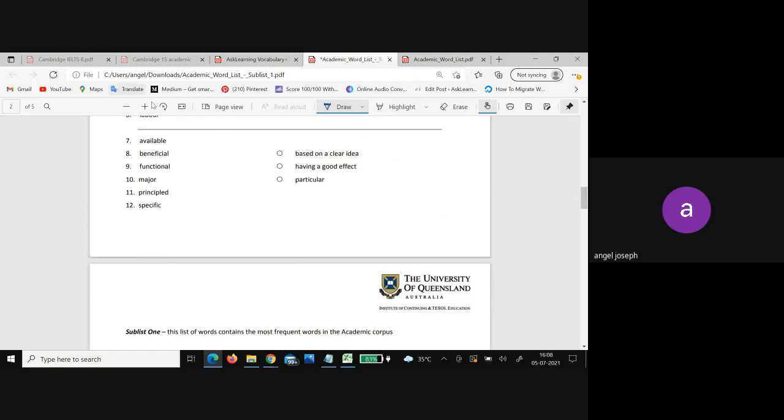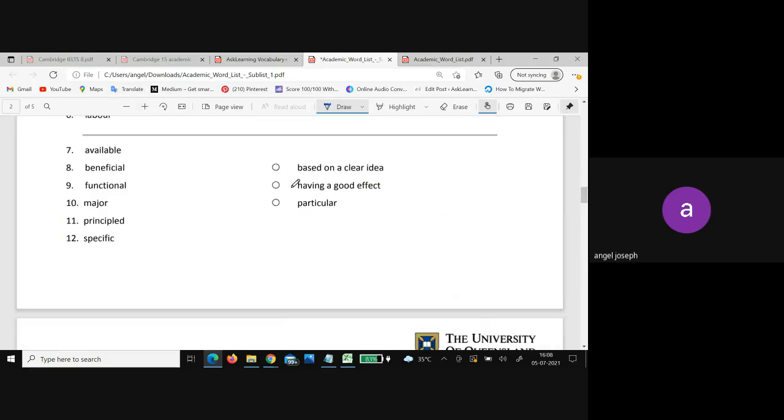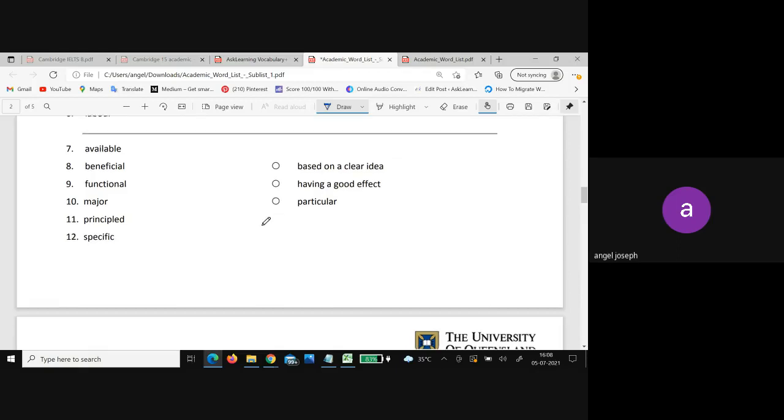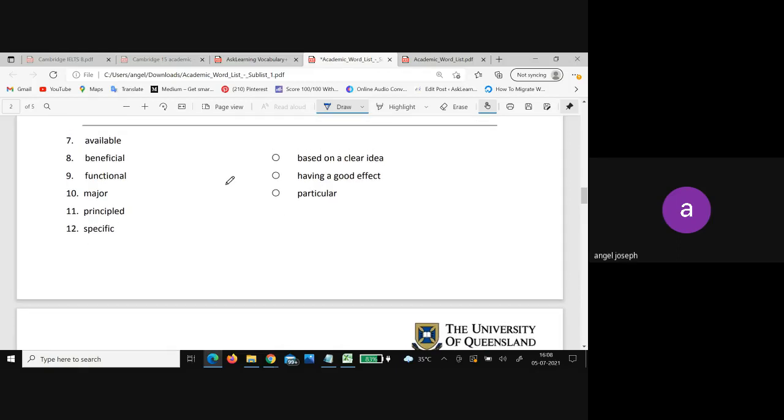Available. I'll make it a little bigger so that you guys can see here. I hope you guys can see this. Available. Based on a clear idea, having a good effect, particular. Is anyone matching the word available? No, right? No. Next, look.